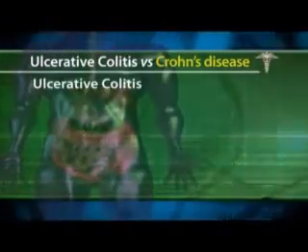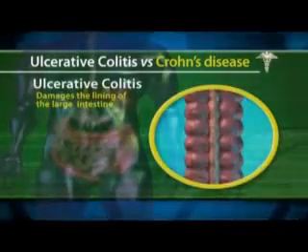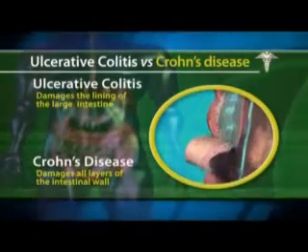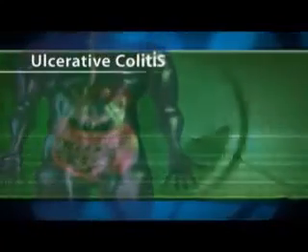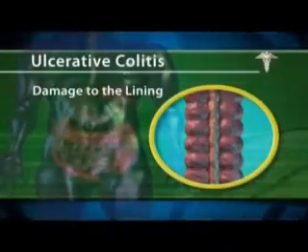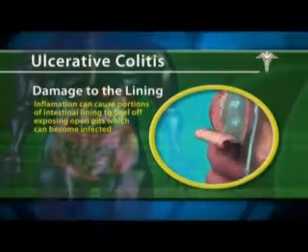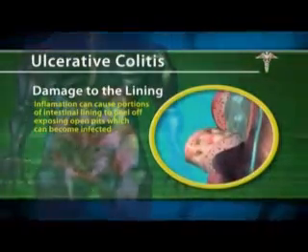Ulcerative colitis occurs only in the lining of the intestine, while the damage caused by Crohn's disease can extend to all layers of the intestinal wall. The inflammation associated with ulcerative colitis can eventually cause portions of the intestinal lining to peel off, exposing open pits or ulcerations which can easily become infected. Ulcerative colitis occurs in all age groups and affects men and women equally, although the most common age of diagnosis is between 15 and 35 years of age.